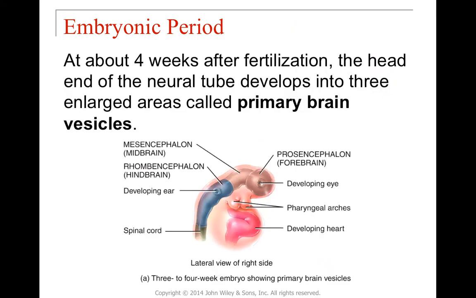So let's talk about the brain for a second. The head region is going to start developing the brain around 4 weeks after fertilization. We're going to get these specialized structures called primary brain vesicles. And there's 3 major ones that are each split up into their own sections. This here is the forebrain, the prosencephalon. The mesencephalon is the midbrain, and the rhombencephalon is the hindbrain. The rhombencephalon is where we're going to have the ear developing, and it's going to lead down into the spinal cord and spinal column.